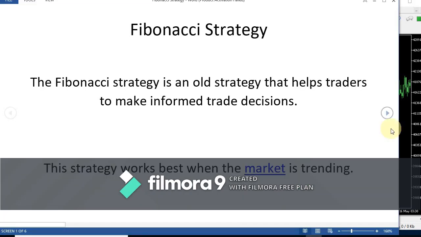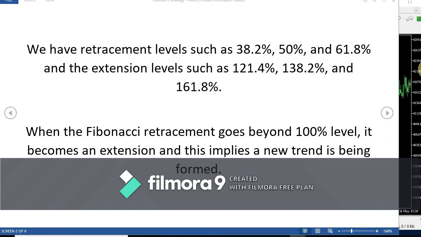We have Fibonacci retracement levels, such as 38.2%, 50%, and 61.8% levels. And we have Fibonacci extension levels such as 121.4%, 138.2%, 161.8%.